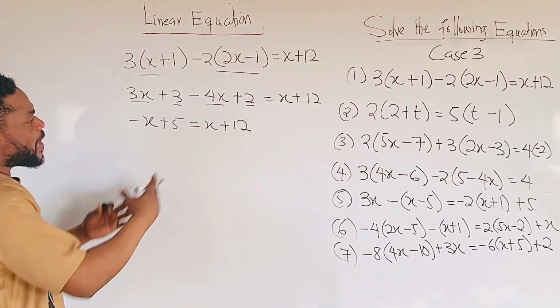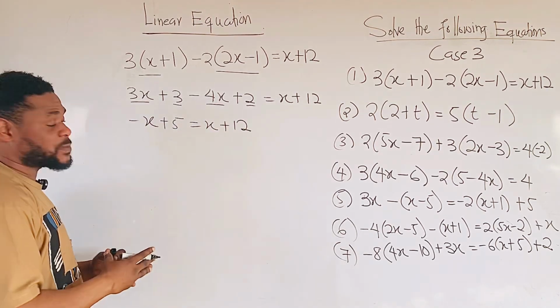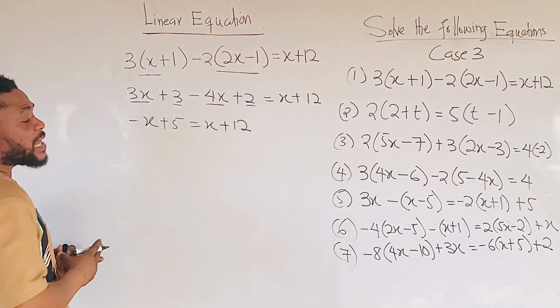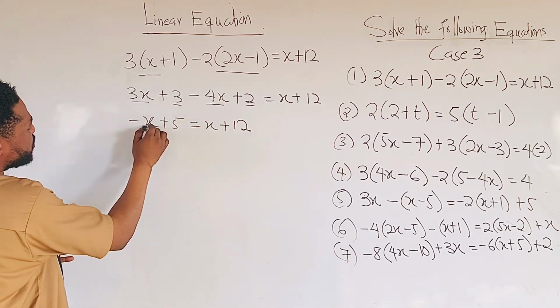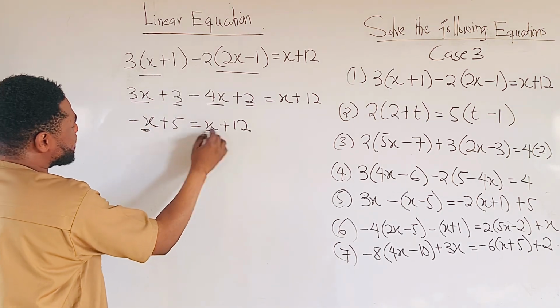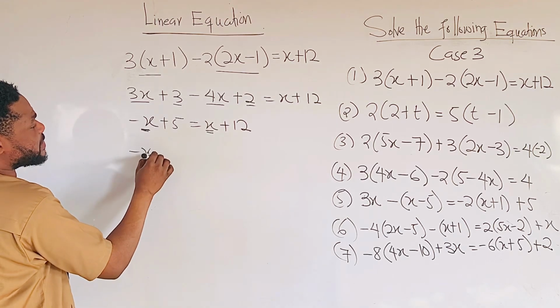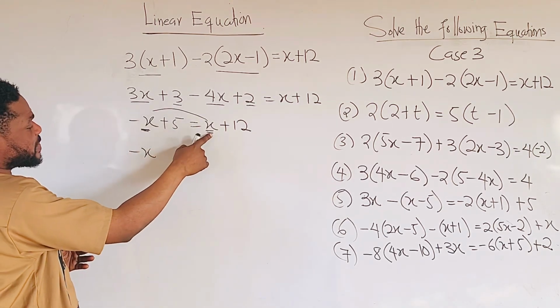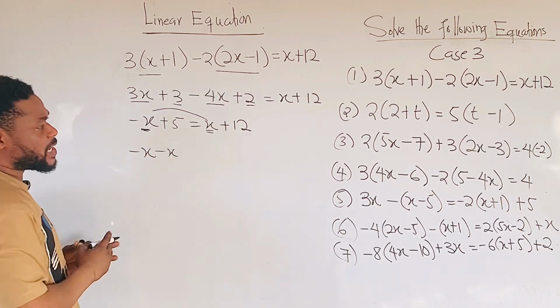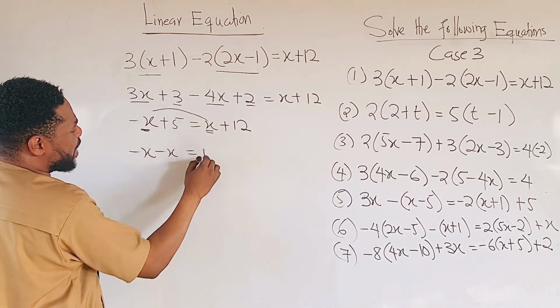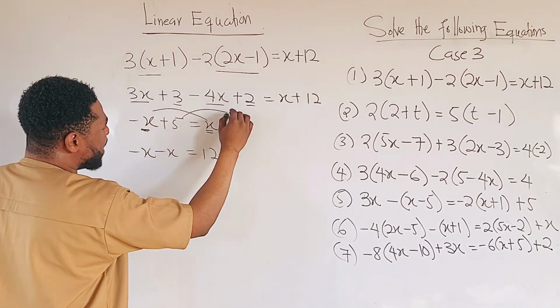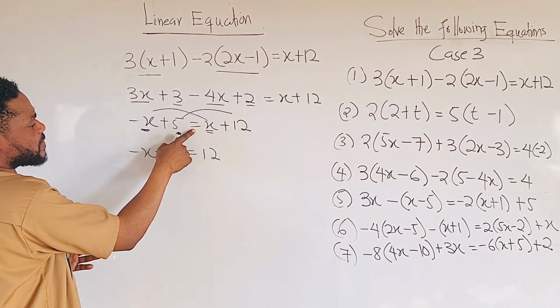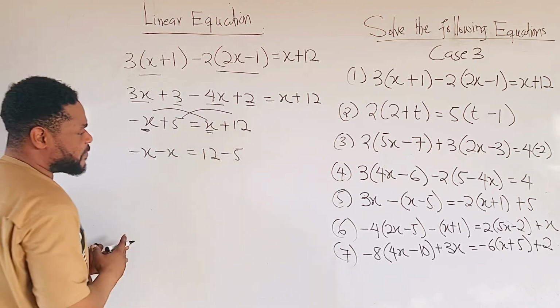All right. At this level, we group like terms, all our x at one side of the equation. So let us group our x on the left hand side. So we have our -x here. We move the x to cross the equal to sign, and this is positive. So when it crosses, it will become negative. And we have 12 here. We also move our 5 to cross the equal to sign, which will give us -5.